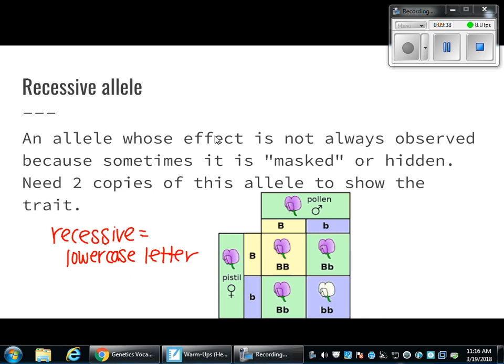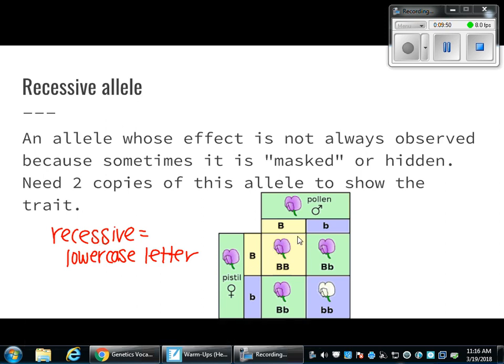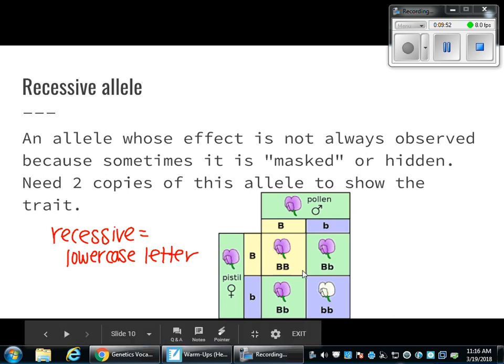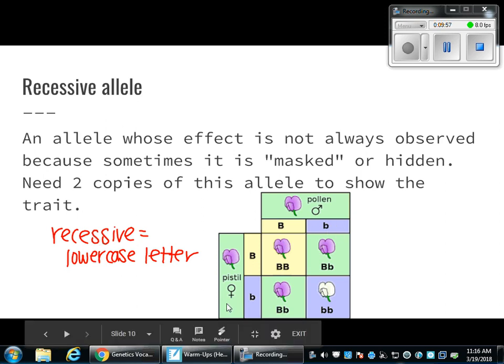So if we look at the example on the right here, this again is looking at flower color. The dominant trait is the capital B here, that is purple. Anytime you see one capital B, it's purple. But if you don't see any and you see two of the little b's, that is the recessive trait, white. When there's only that there, we're going to see white color.